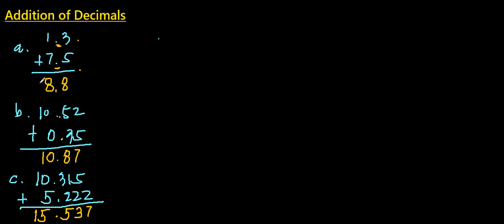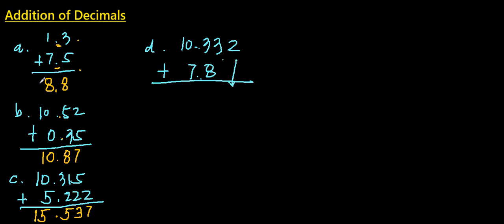Now let's try another example. 10.332 plus 7.8. As you notice, the decimal points are still aligned. Hence, there's no succeeding number after 8, so you just have to bring down the other digits. So bring down 2, bring down 3. 3 plus 8 is 11, so carry 1. 1 plus 0 plus 7 is 8. Then bring down 1.